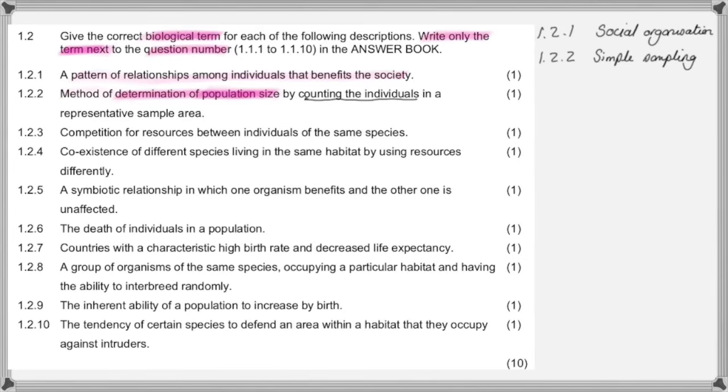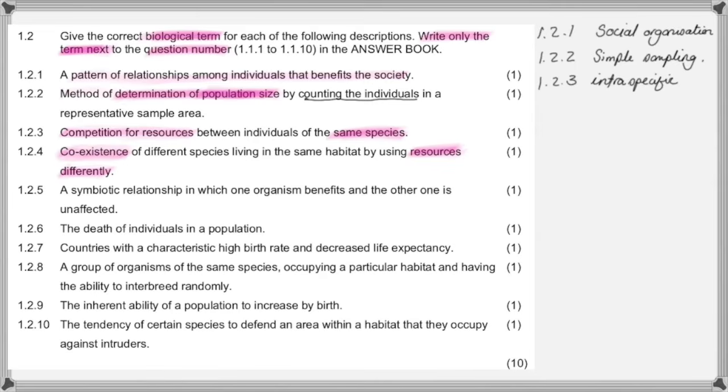1.2.3, competition for resources between individuals of the same species. So now there's a big deal being made of the same species. So our answer here to 1.2.3 is going to be intra-specific competition. Now we don't have to write the word competition because competition is given in the question, so the mark will be awarded here for the word intra-specific.